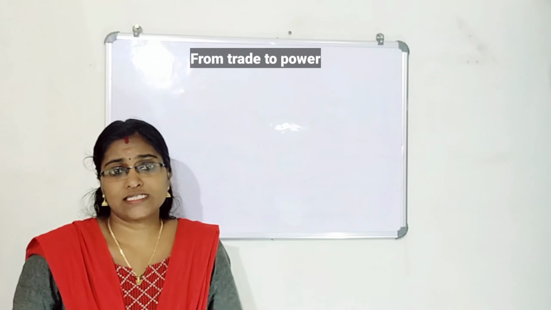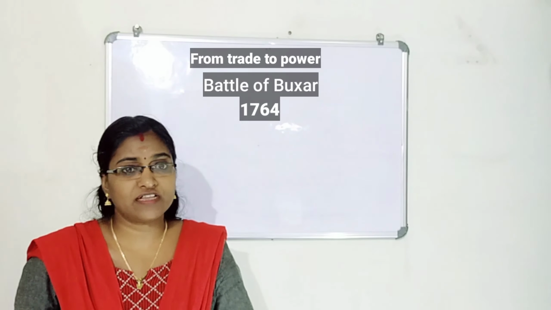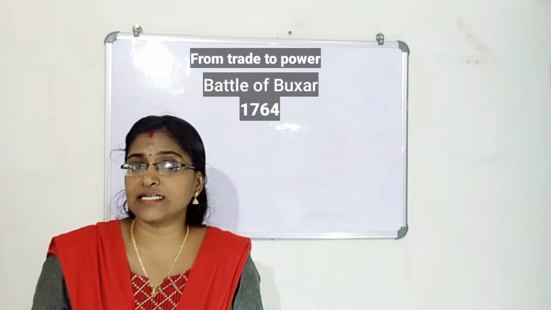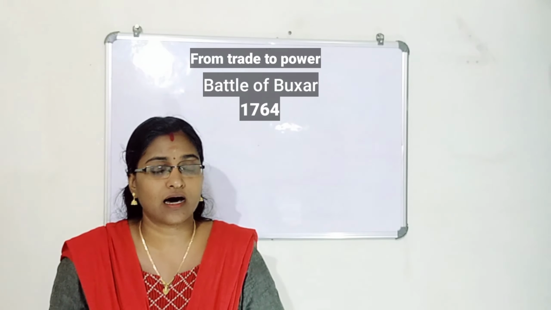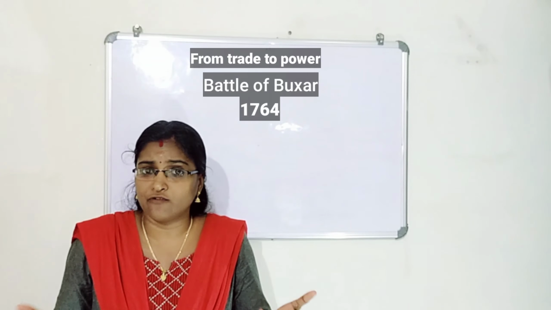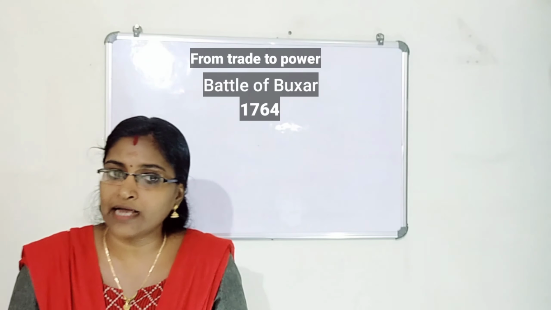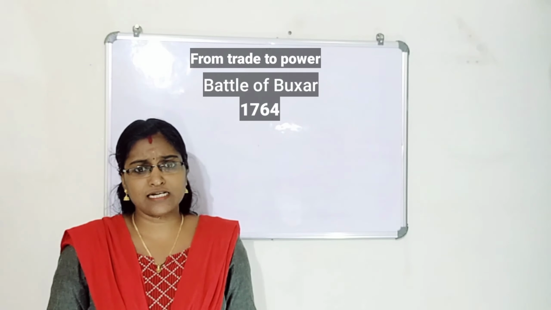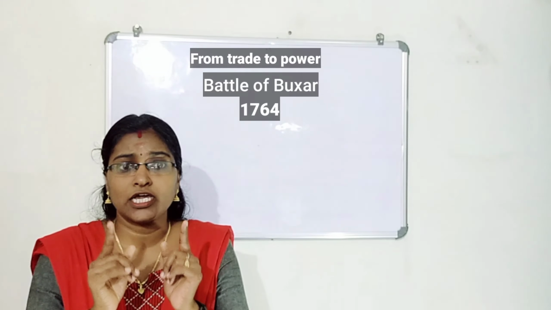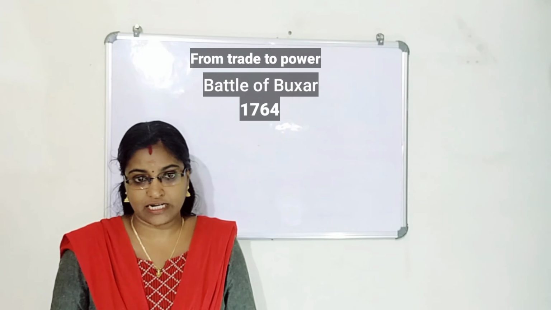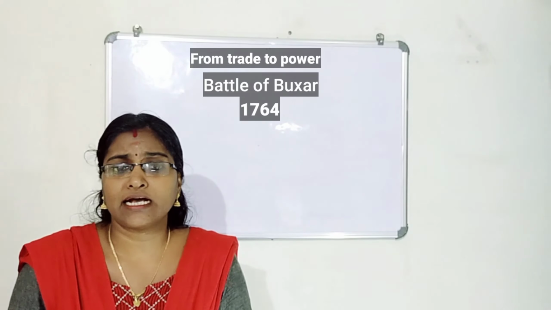Entire Bengal came under the company rule with its success in the Battle of Buxar in 1764. After that, the entire portion of Bengal reached the hands of British. The success in Buxar was solely due to the superior military power of British. They defeated the combined force.